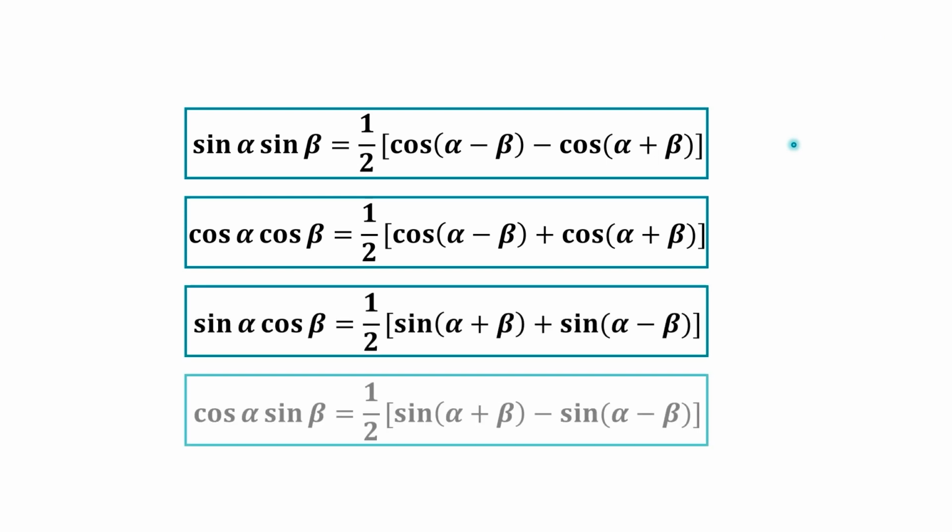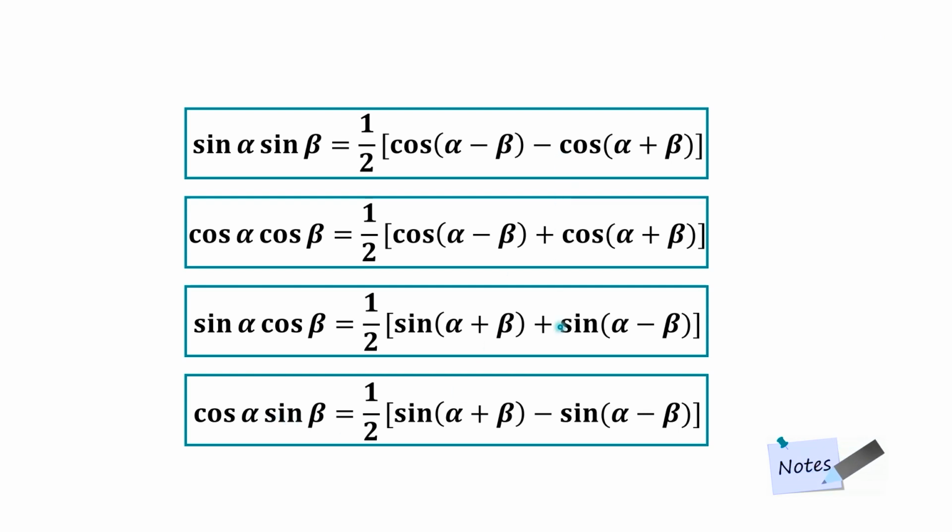So now let's look at some identities. And here they are. You'll notice on the left-hand side, we have the product. What do we mean by the product? Well, we can see that we have sine alpha multiplied by sine beta. So they're being multiplied together. So this is a product. And the same for these other three over here.